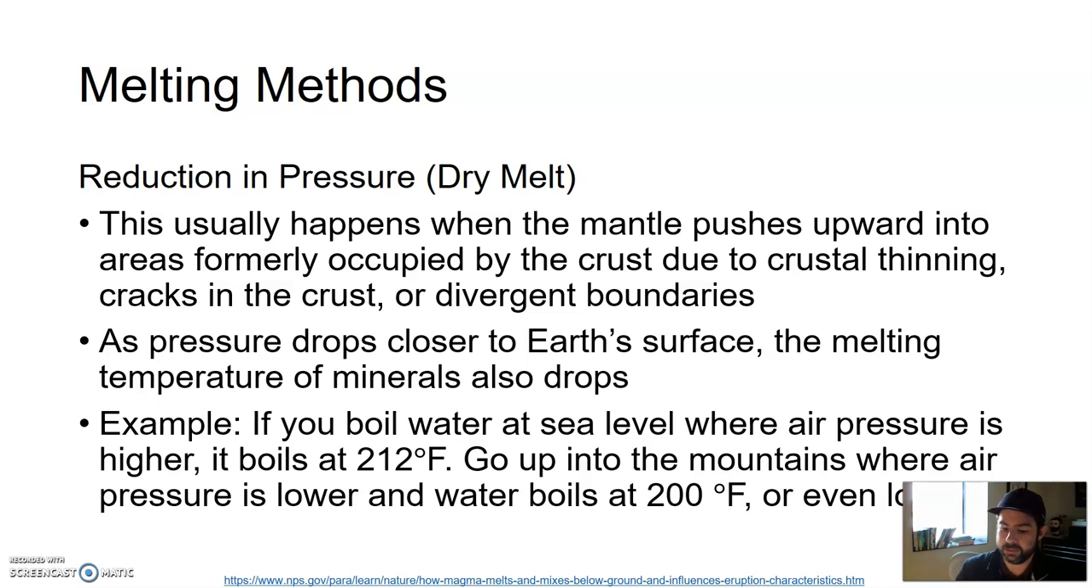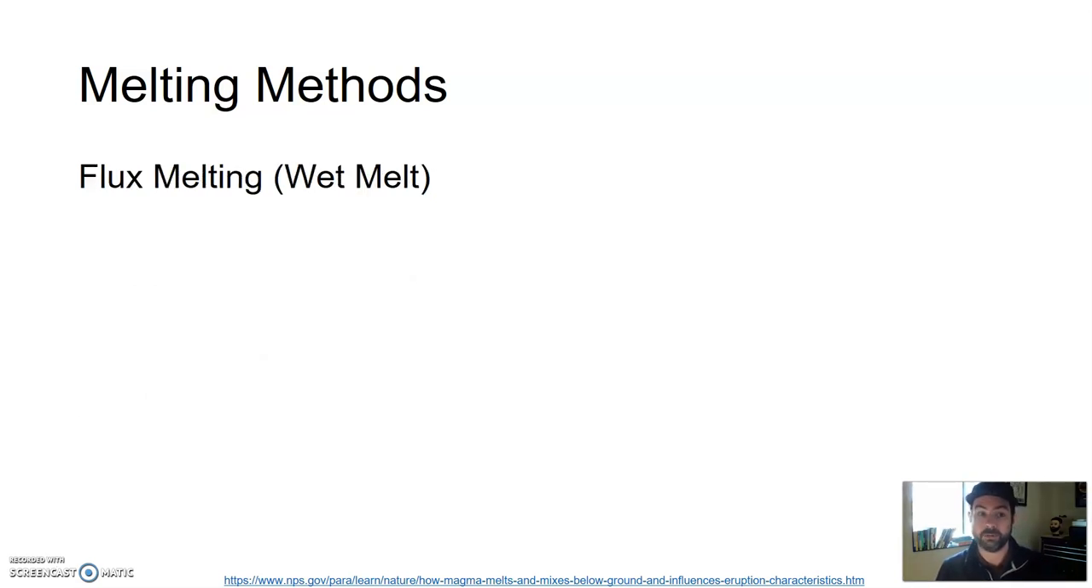So this illustrates that a change in pressure can change the temperature at which materials will change state, from a solid to a liquid, or in this case, from a liquid to a gas if you're boiling water. Therefore, in a dry melt, whether crustal thinning, cracks in the crust, or divergent boundaries, if there's a path for that solid mantle material to get closer to Earth's surface, that causes the pressure to decrease, which causes the melting temperature of the material to decrease, and the mantle material can begin to melt. So it's a dry melt, because we're not adding any water to get this process going.